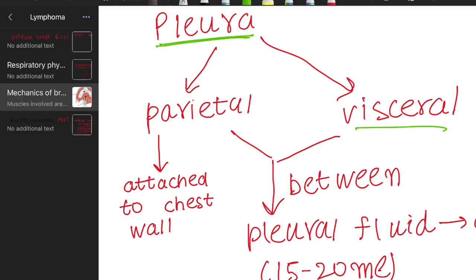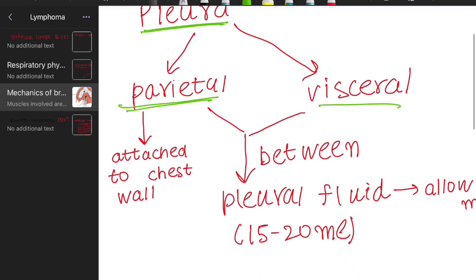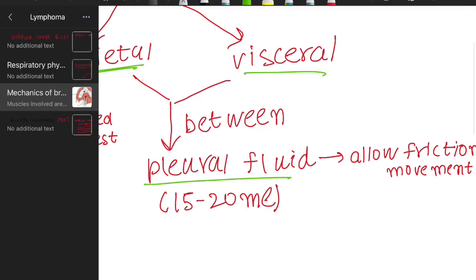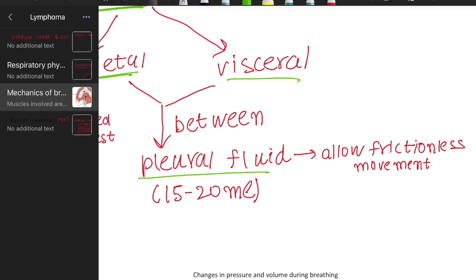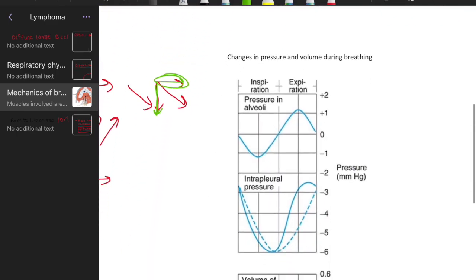If they moved separately, the lungs would collapse and the chest wall would move outside only, because the chest wall has a tendency to expand. It can expand by our will, but the lungs can't expand. They have a tendency to collapse. That is why we have this parietal pleura attached to the chest wall, so that even if the lungs want to collapse, they have to move with the chest wall. And between the parietal and visceral pleura, there is a pleural fluid which allows frictionless movement between the two layers.